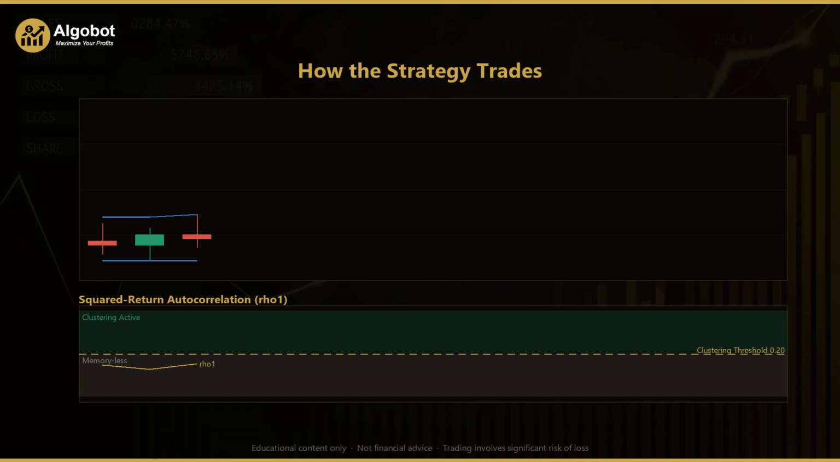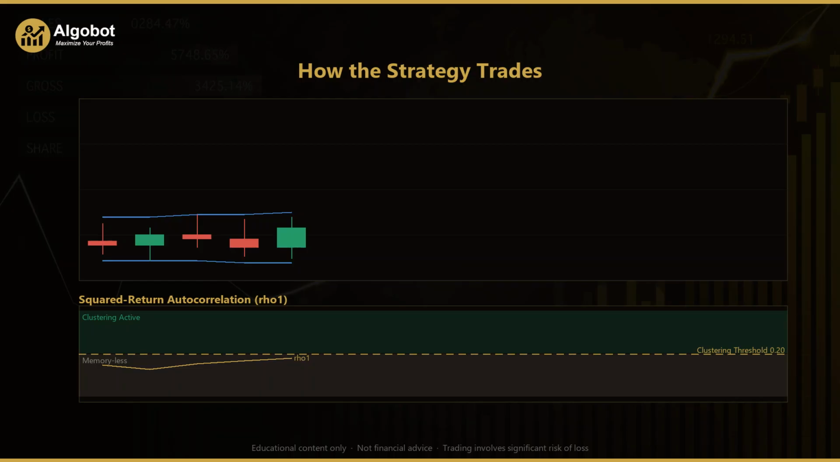We begin on the left in a quiet, sideways stretch. Price drifts back and forth inside the channel, and crucially, look at the gauge below. It's sitting well beneath the 0.20 threshold, down in the memory-less zone. Volatility here has little memory, so even though price is bumping around near the upper channel, the strategy takes nothing. This is exactly the kind of low-conviction environment the filter is designed to skip.